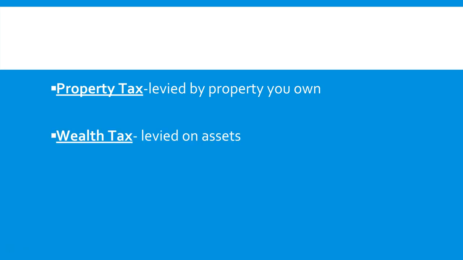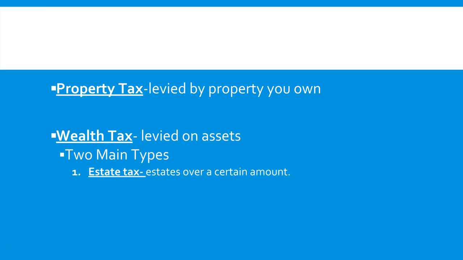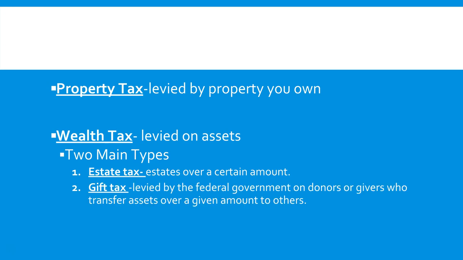Wealth tax, that's levied on assets. So that's a tax that you have to pay because you have things that are of such high wealth and worth. So there's two main types. One is estate tax, which is a tax on estates over a certain amount. And then the other one would be a gift tax, which is levied by the federal government on donors or givers who transfer assets over a given amount of time to others. So the best example of this is like when you win the lottery and you have to pay taxes on that money that you won. Or if you go on a game show and you win money and you have to pay taxes on that.